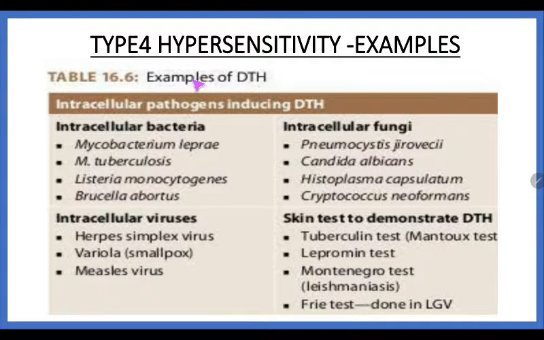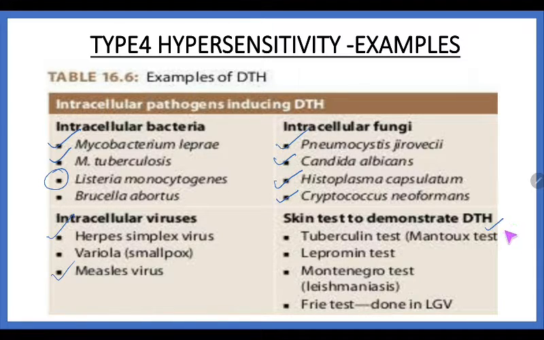Now coming to examples, we know Mycobacterium leprae, Mycobacterium tuberculosis being a classical example. Apart from this, Listeria monocytogenes, an important organism that causes meningitis, and Brucella abortus. Coming to viruses, especially herpes simplex virus, measles virus and variola virus. Intracellular fungi, one important being Cryptococcus neoformans, Histoplasma capsulatum, Candida albicans, and Pneumocystis jirovecii.